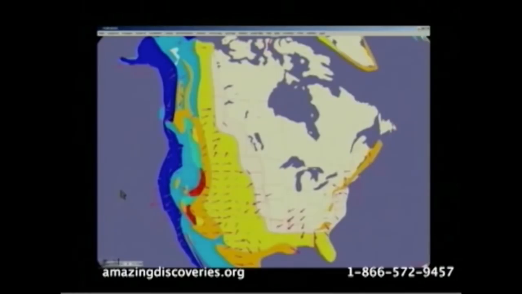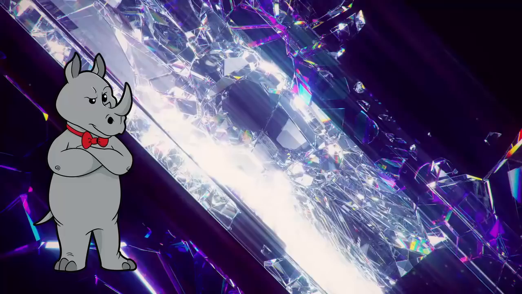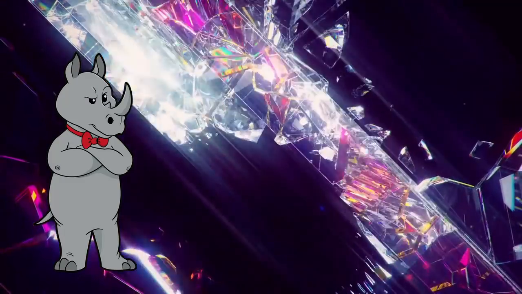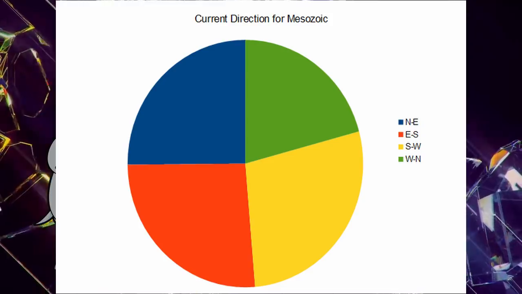In other words, generally speaking, from the one side here, from the east coast, generally to the southwest, right across the continent. If you go to the next layer, the Mesozoic, what do you find? The total reverse. Suddenly, things are going in the opposite direction.